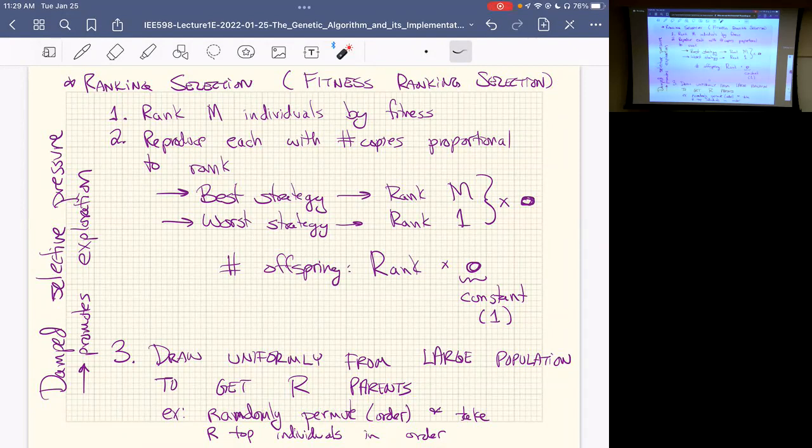All right, so that's ranking, fitness ranked selection, or ranking selection. The last one, oh yeah, sorry, go ahead. Well, if the term you're looking for was tournament selection, that's the next one we're going to go over.